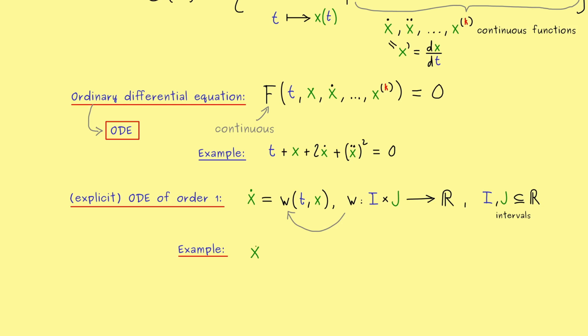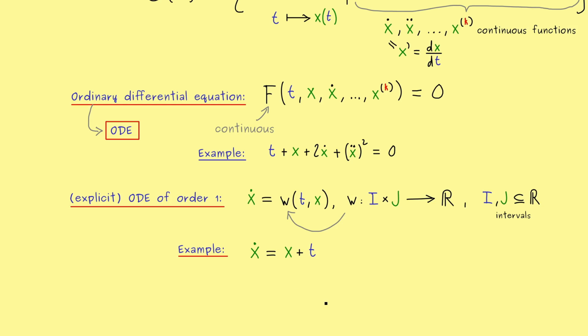Hence, we already know on the left hand side we need to have x dot. And now on the right hand side, for example, we could have x plus t. So you see, the function w does not have to be very complicated. In fact, here the domain of definition is simply R2.